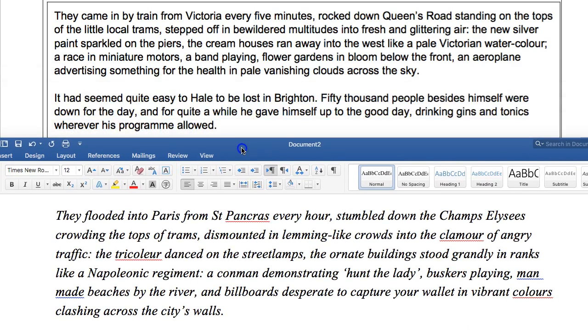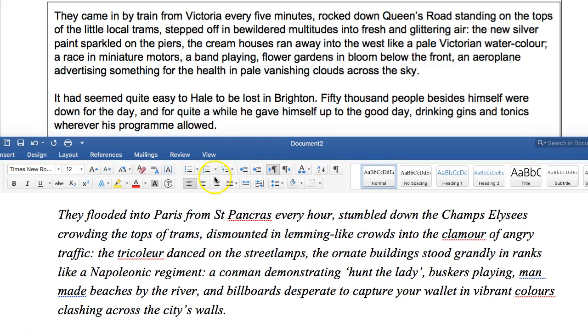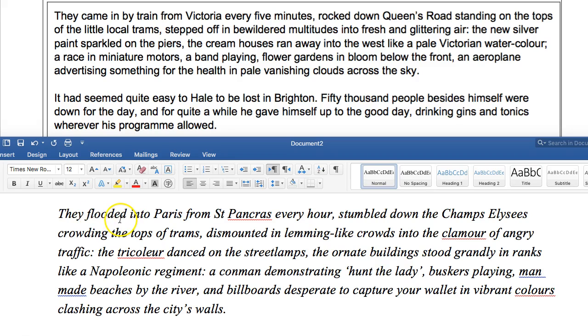Well, how do I imitate? I do it in quite a simple way. I try to keep the word order similar. So where verbs appear here, I'm going to keep verbs appearing in the same place. Where commas appear, I'm going to keep the commas in the same place. Where named nouns appear, Queen's Road, I'm going to have the Champs-Élysées. I'm going to try and keep everything in the same place, but write about something slightly different.